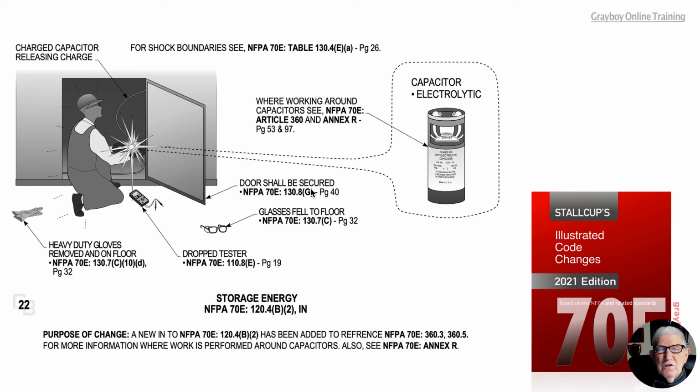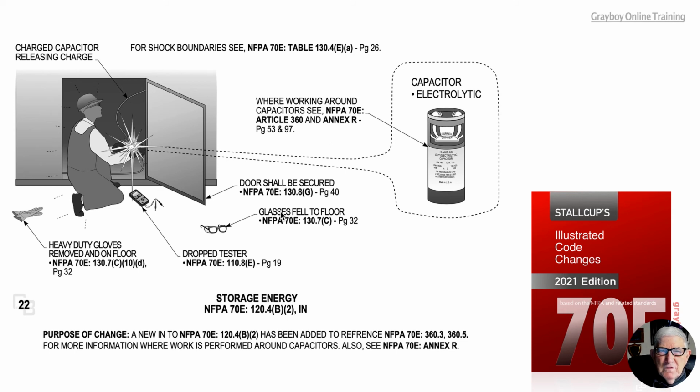And notice this door shall be secured from somebody bumping into the door and it hitting the electrician, knocking them into the energized conductors or parts, or a gust of wind blowing it, and so forth. And that information can be found in 130.8(G) on page 40. And notice this electrician not paying attention, storage energy was released on him or her.